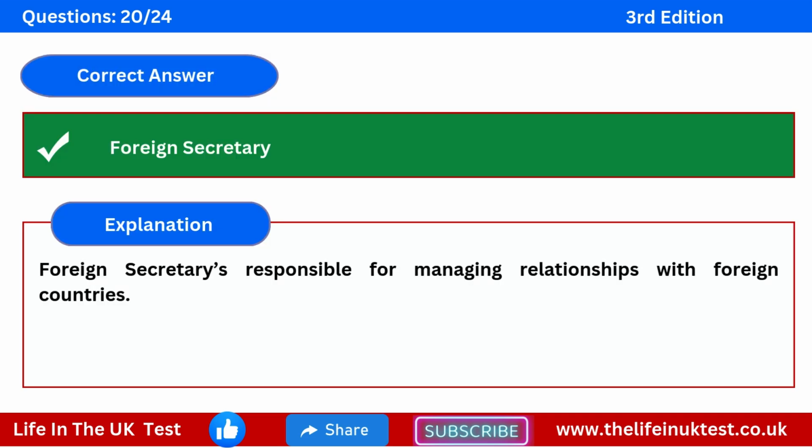The correct answer is Foreign Secretary. Explanation: Foreign Secretary is responsible for managing relationships with foreign countries.